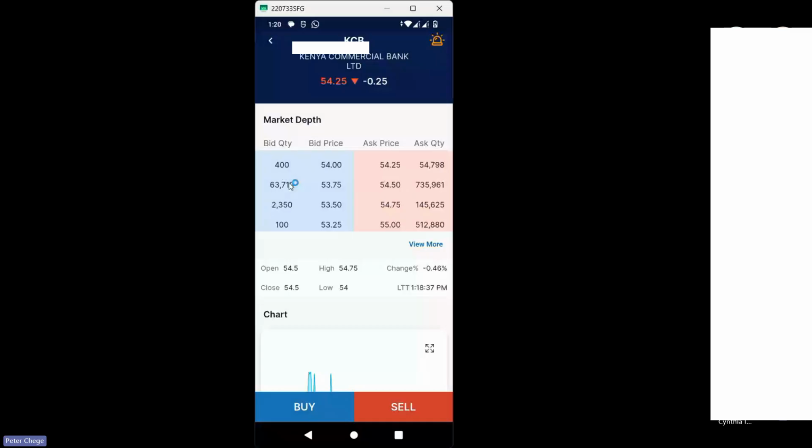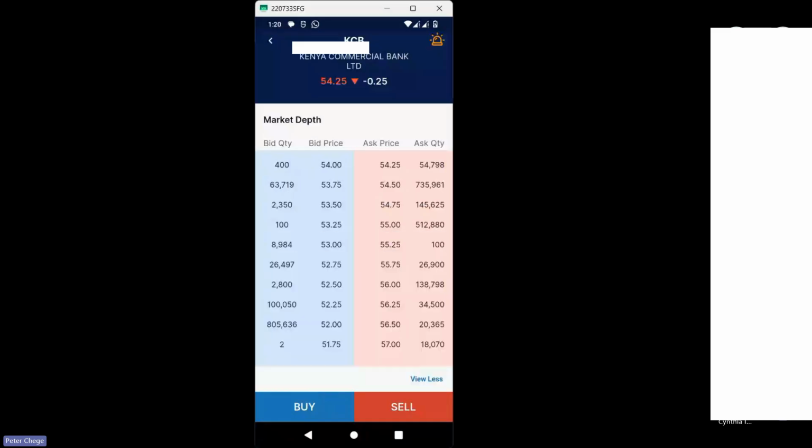Then at 53.75, there is around 63,000 in quantity. And people queue at different prices, as you can see, all the way down. Then on the supply side, it's people who are selling different orders at different prices. And as I explained, if you match, as a buyer, the top price on the ask, you get the shares immediately. As a seller, if you match the bid side, you get your execution immediately. If you place a market order, you still get your order executed immediately.